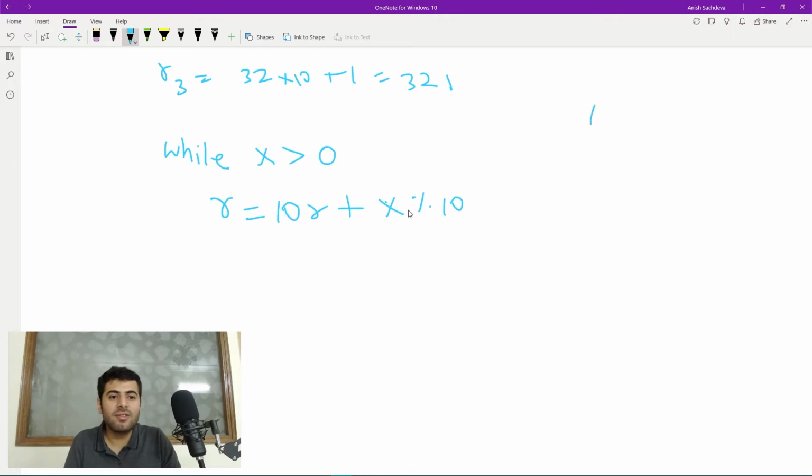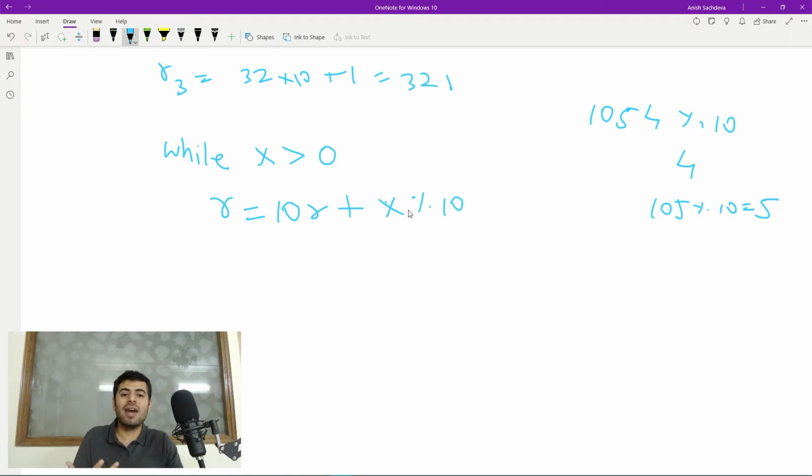So let us say that we have this number 1054. 1054 modulus 10 will give us 4. 105 mod 10 will give us 5. So if we take any number x and take modulus 10 with it, we get the last digit. So we have now updated the value of result. We now need to update the value of x.